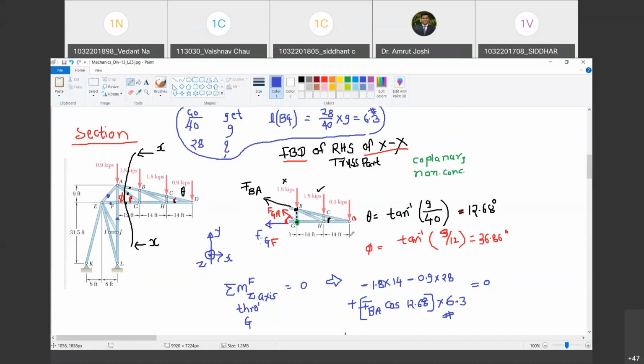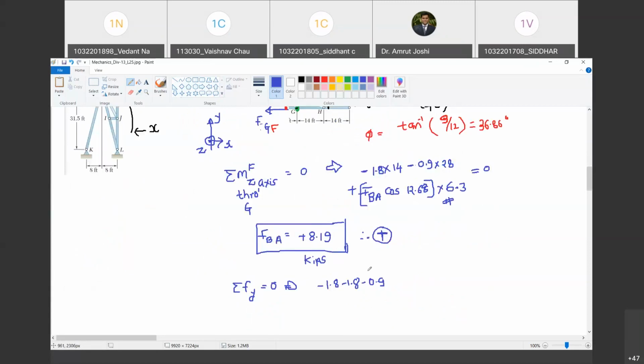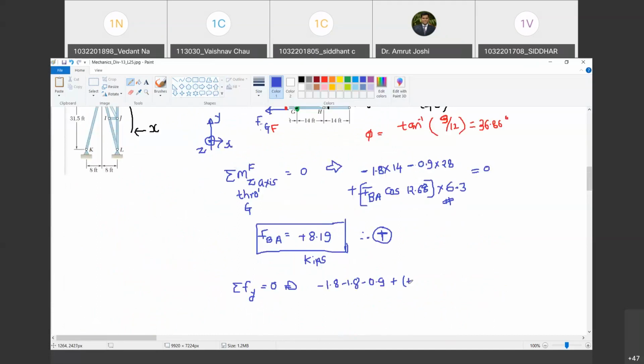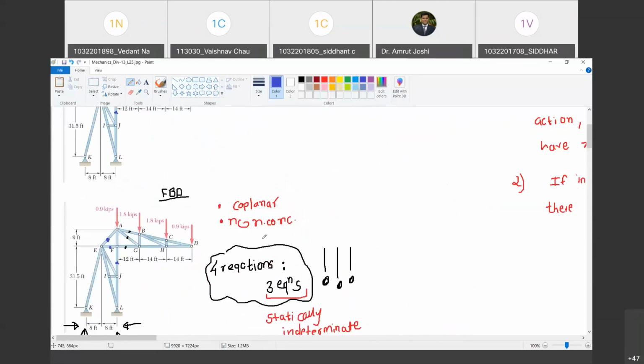Happy? Yes, sir. Okay. And now what is the vertical component of FBA? It is upward, therefore positive. It is going to be FBA sine theta. But what is FBA? It is plus. First of all, this plus sign is because FBA's vertical component is going to be upward. Then in the bracket also I am giving a plus sign, corresponding to the sign that we get here. So plus 8.19 sine of 12.68.